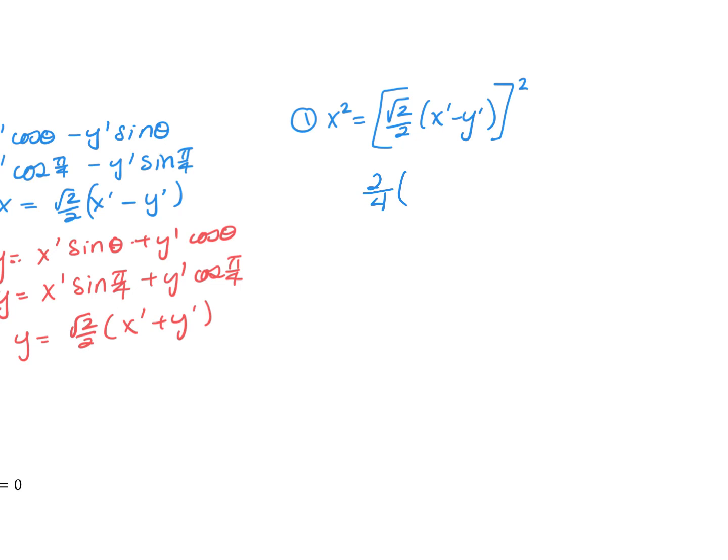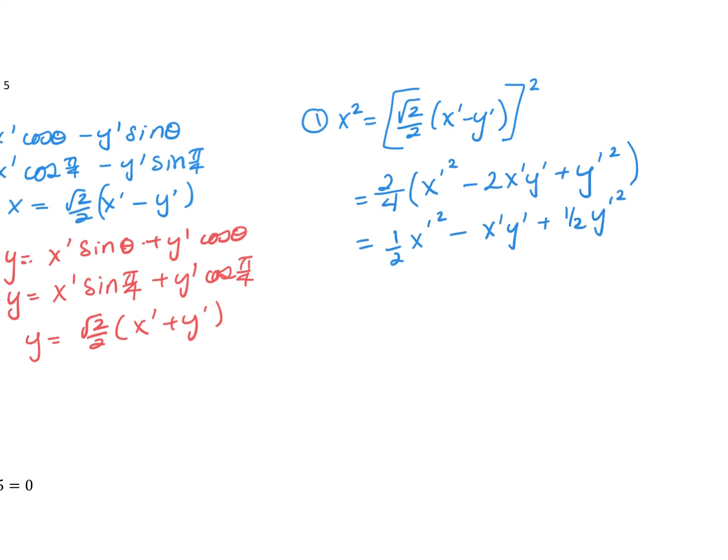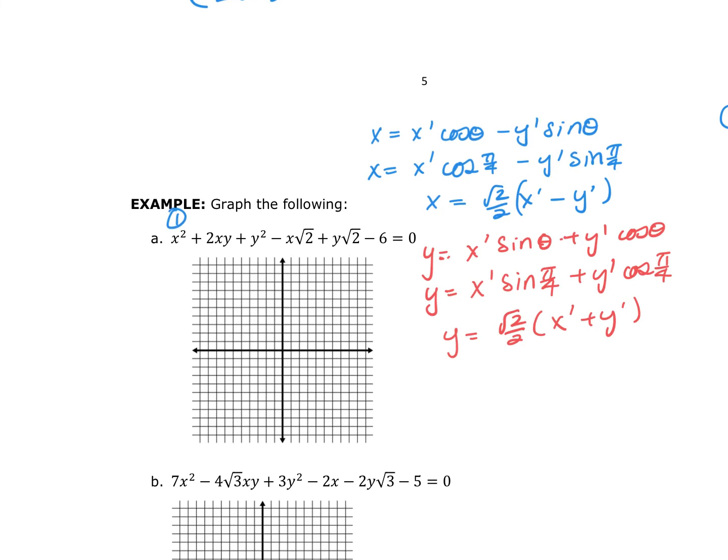Inside, the x prime minus y prime gets squared, and it is a perfect square trinomial. So it'll be x prime squared minus 2x prime y prime plus y prime squared. So we know that my x squared replacement will be 1/2 x prime squared minus x prime y prime plus 1/2 y prime squared. That is my first replacement.